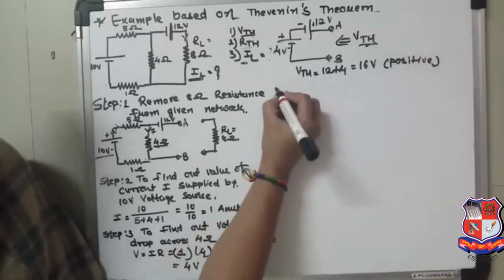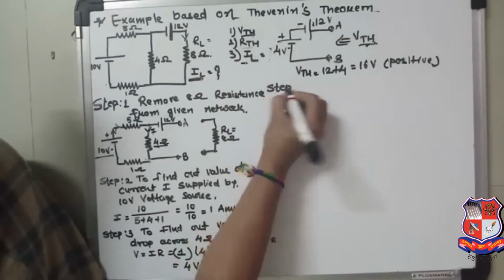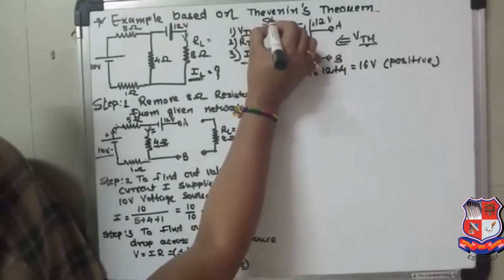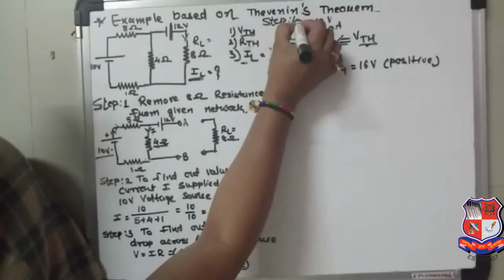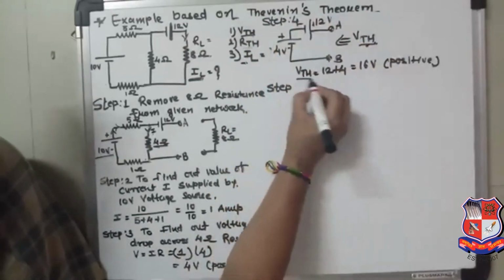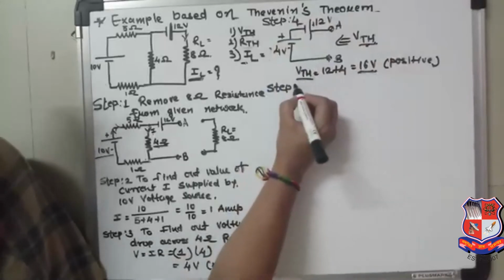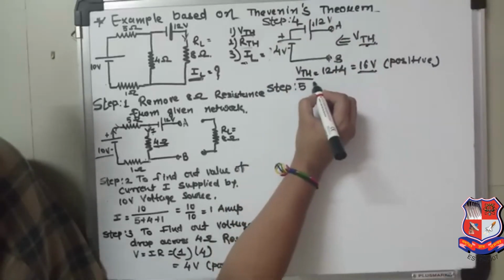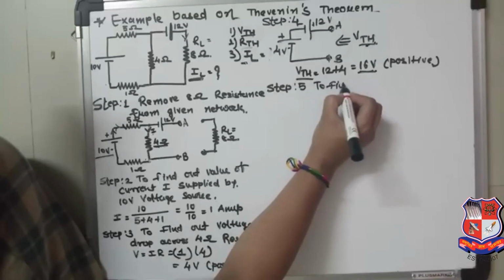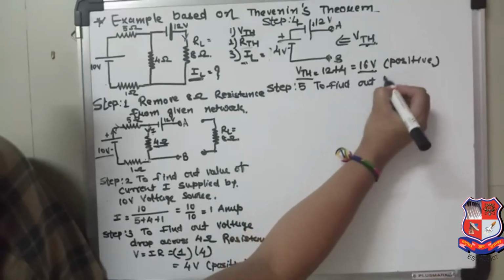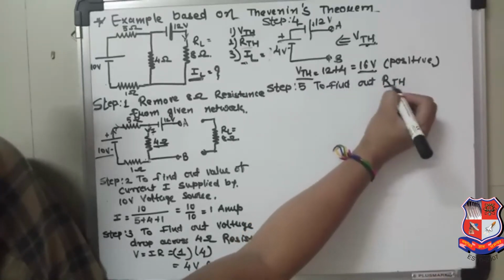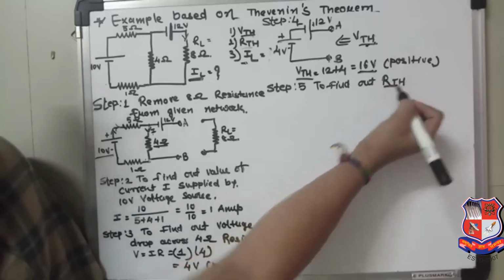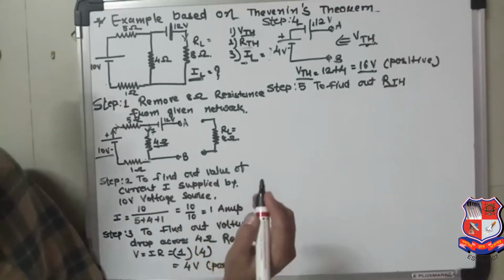Now it is step number 4, to find out the VTH, that is 16 volt. Now in step number 5, to find out RTH. Now what is RTH? RTH is the Thevenin equivalent resistance.